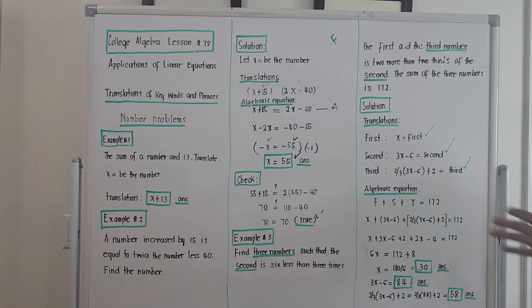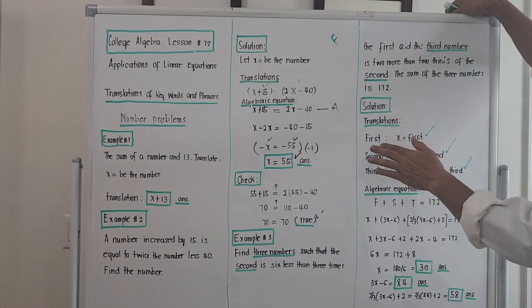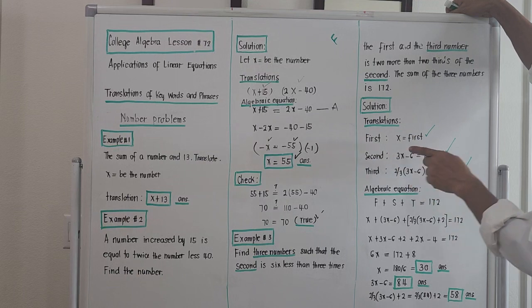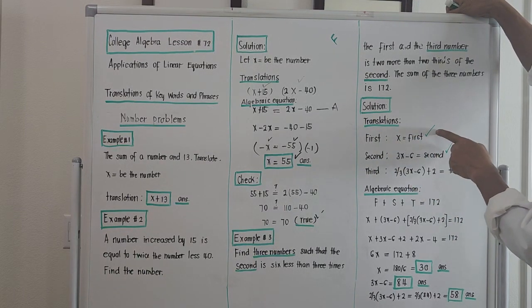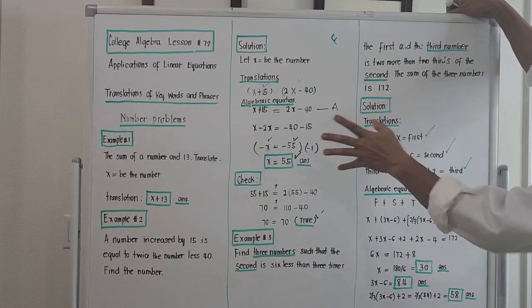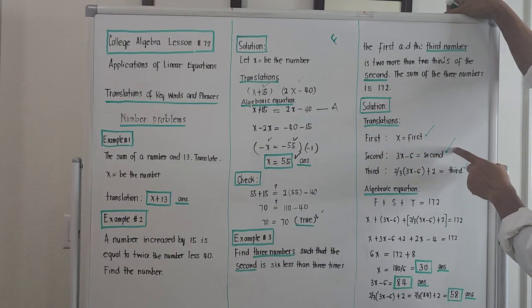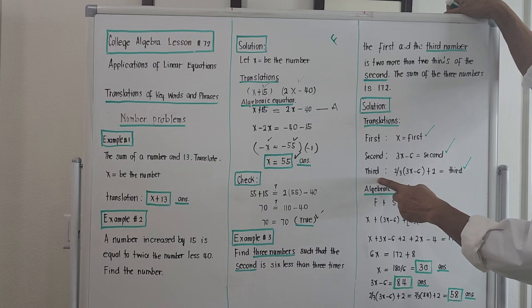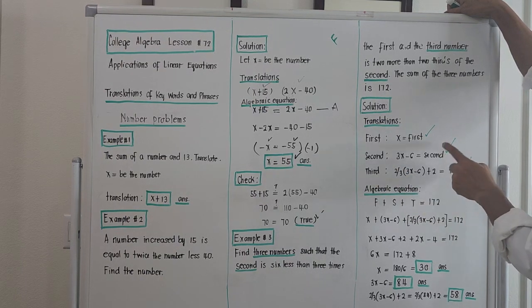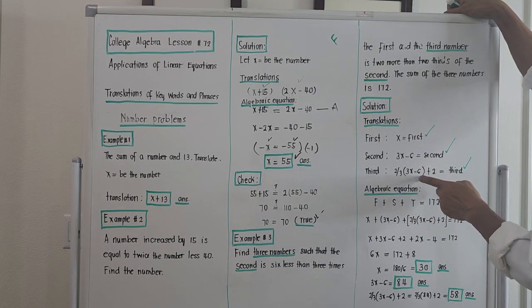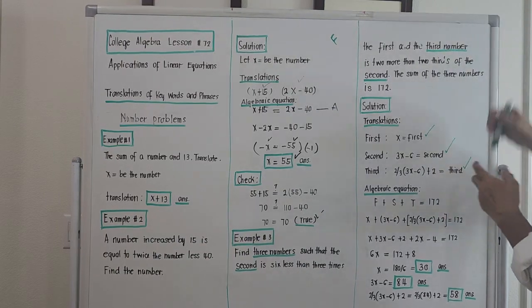So we are correct in this, because on the first translation we let x be equal to the first number. According to the given condition, 3 times the first less 6 is the second number. And for the third number, 2/3 of 3x minus 6, plus 2, is actually the third number.